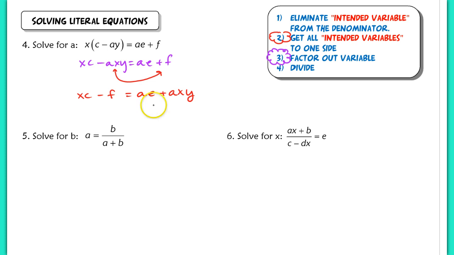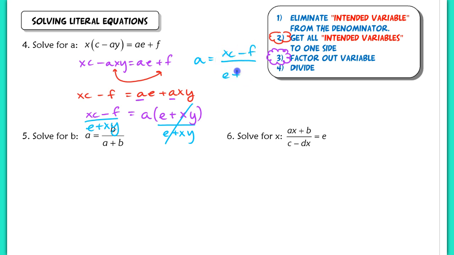All right, now at this point, definitely this is the step we have to take. We have to factor out this variable. We want to get it by itself somehow, so we're going to factor that out. Okay, and we're really close now to having a completely on its own. Once we have this variable, our intended variable, factored out, now we can simply divide by e plus xy on both sides of this equation, and that results in having a alone. So we have a is equal to xc minus f over e plus xy. Okay, so this would be my final answer for number 4.